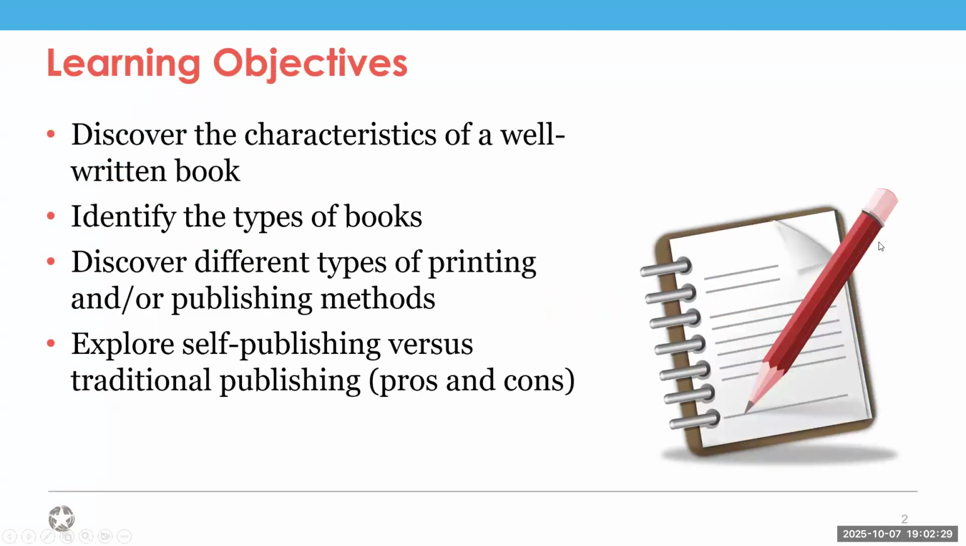So tonight, we have a few learning objectives. First, we're going to discover the characteristics of a well-written family book. We're going to identify the types of family books that you can write. We're going to discover different types of printing and or publishing methods for once you have your full book created, how you get a physical copy of it. And then we will explore self-publishing versus traditional publishing options and the pros and cons of each of those.